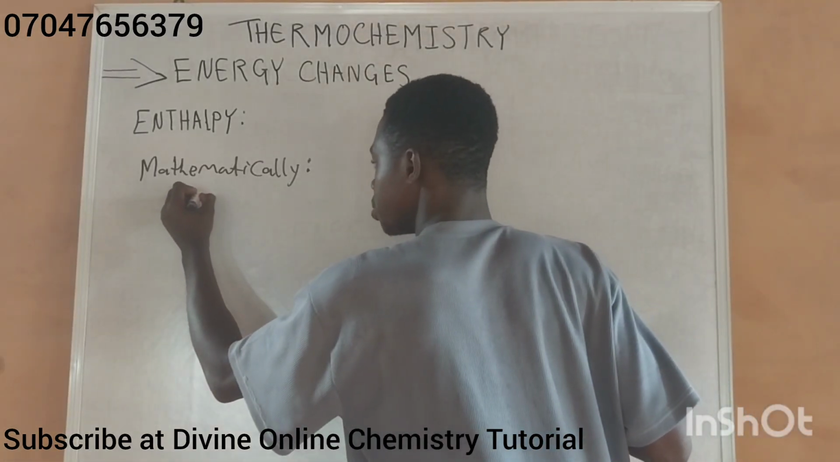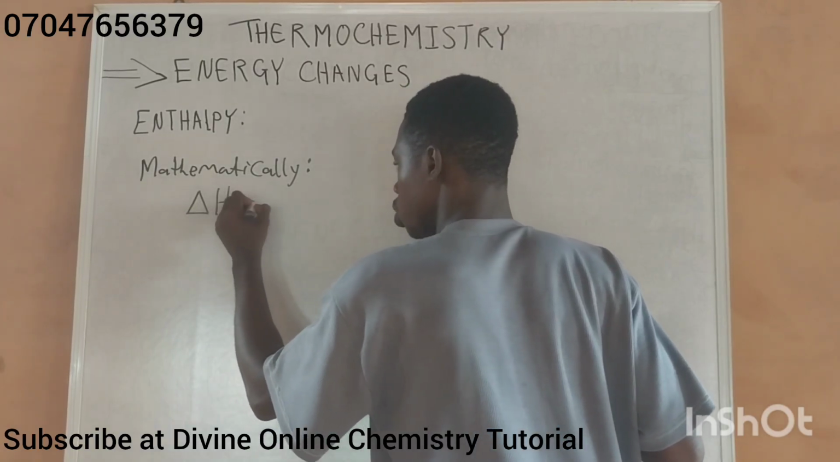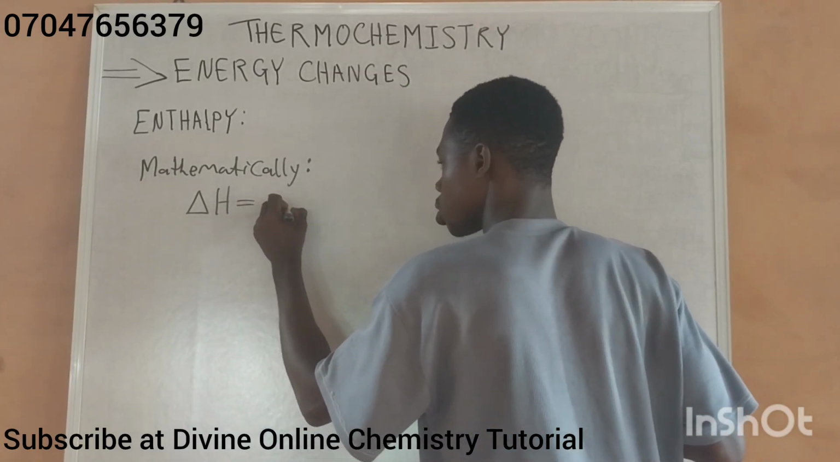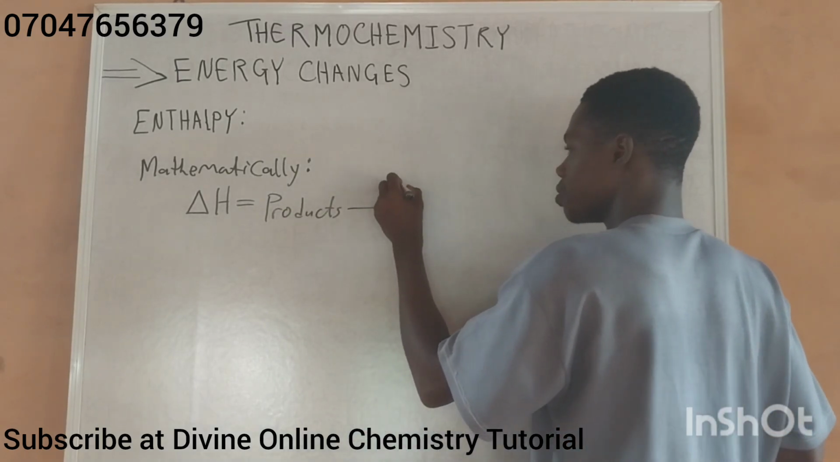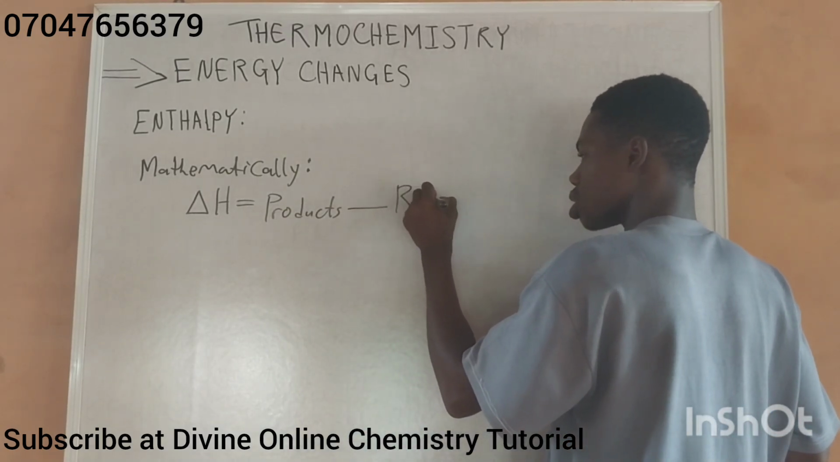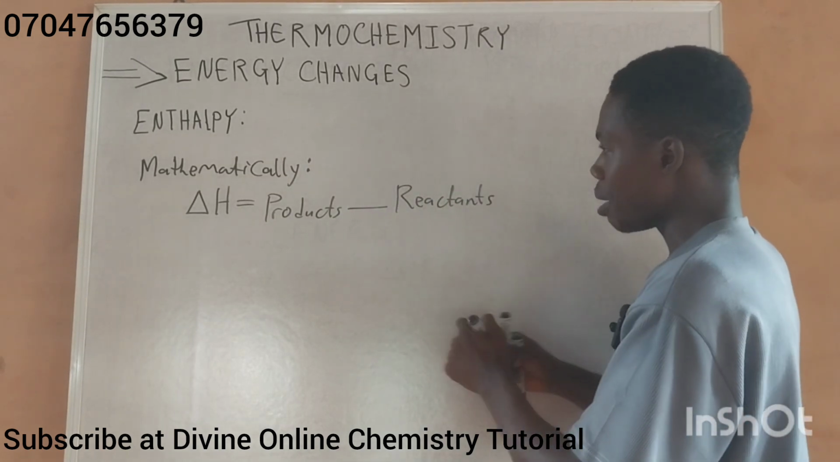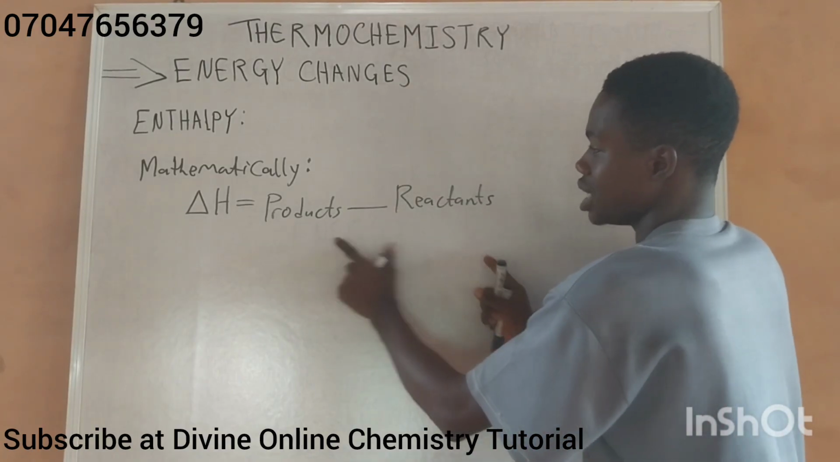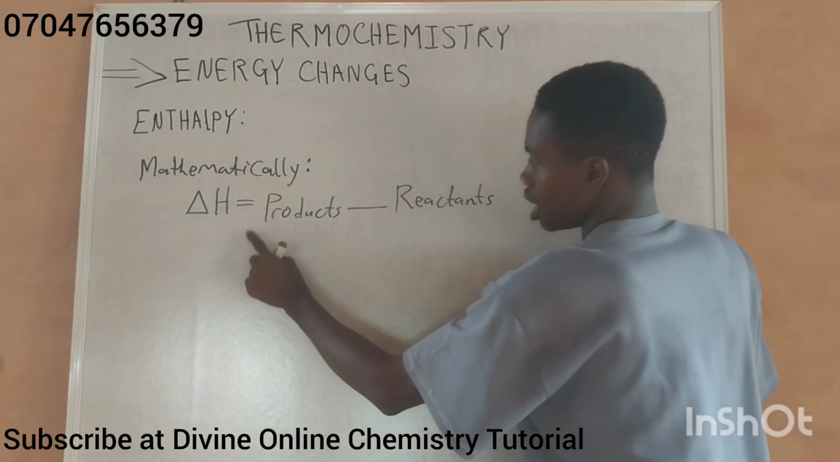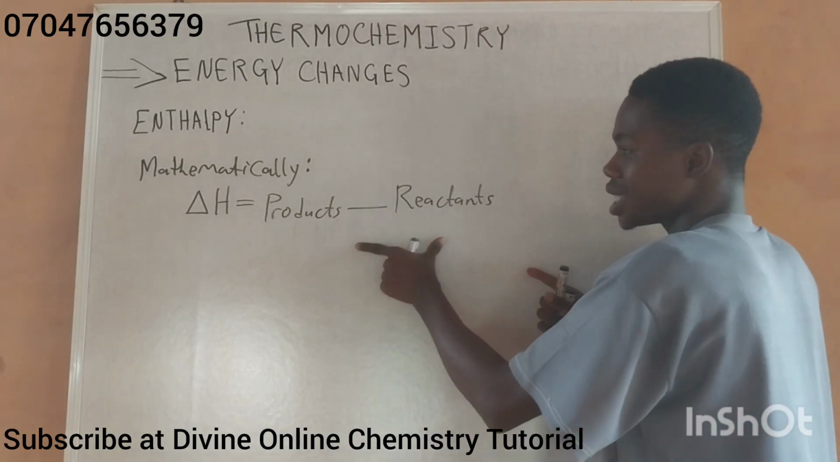Change in enthalpy, which happens to be delta H, is equal to product minus reactant. So please take note of this, that mathematically, change in enthalpy can be written like this, where we have the change in enthalpy, which is this, equal to product minus reactant.